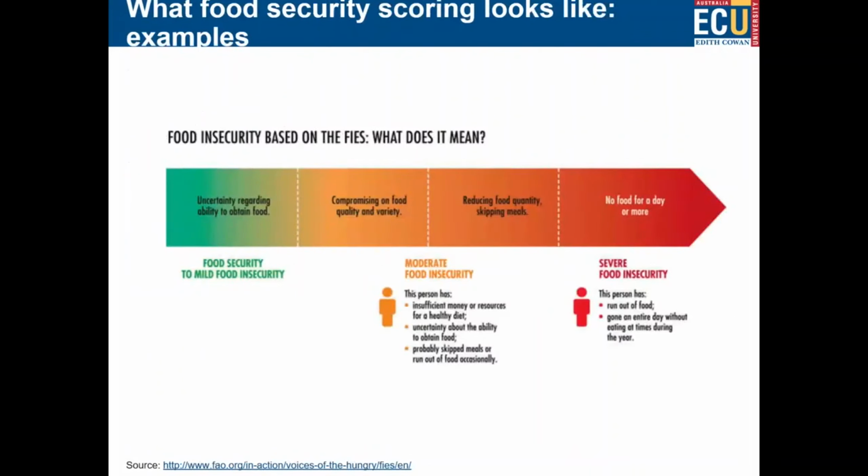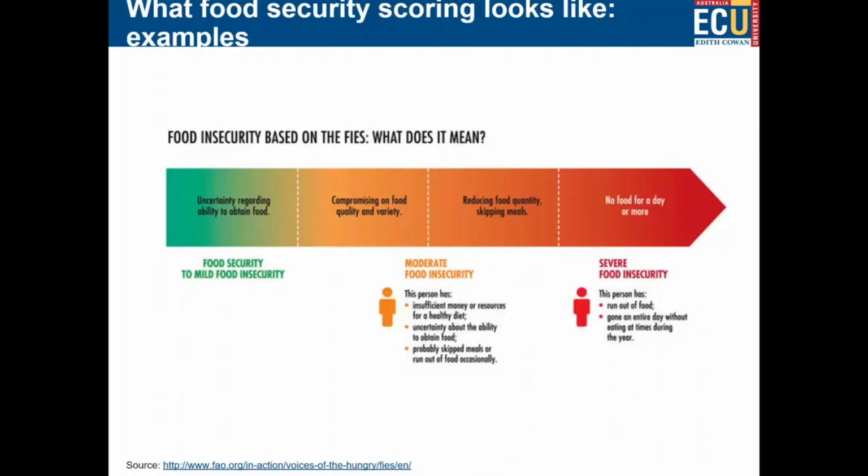The food insecurity experience scale really looks across that continuum as well. So where someone might have uncertainty regarding their ability to obtain food, that's from being food secure to mildly food insecure on the continuum. Then they move across to the right in terms of they might start to experience compromised food quality and variety, so the types of foods in their diet. That's where they might have moderate food insecurity.